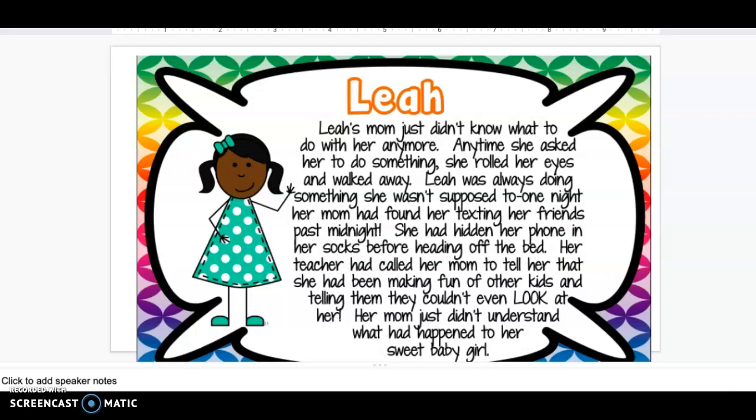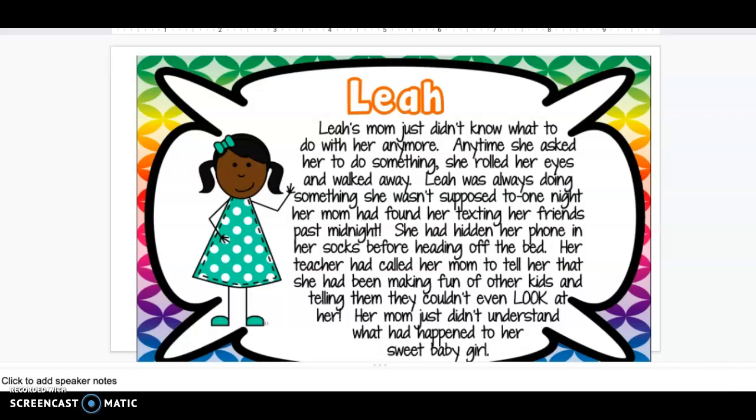Leah was always doing something she wasn't supposed to. One night, her mom had found her texting her friends past midnight. She had hidden her phone in her socks before heading off to bed, I should say. Her teacher had called her mom to tell her that she had been making fun of other kids and telling them they couldn't even look at her. Her mom just didn't understand what had happened to her sweet baby girl.